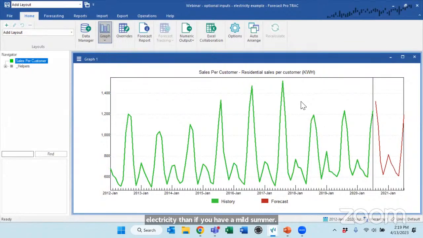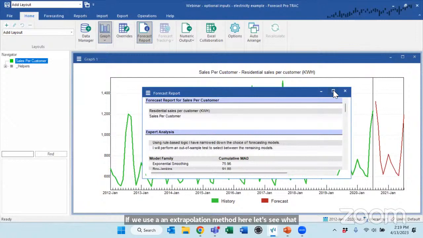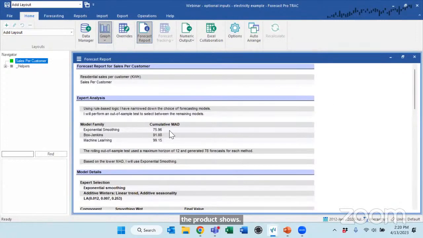Sometimes when you're looking at weather, there's a question of, you know, what's the hottest month? And that can vary from year to year as well. If we use an extrapolation method here, let's see what the product shows. So in this case, it used exponential smoothing. And here's the unit error. It's called the MAD, or the mean absolute deviation, but it's just the unit error. On average, we were off by 76 units. And let's remember that number because we're going to try some multiple input models and see how that changes. Smoothing was recommended. Box-Jenkins was sort of second. Machine learning was third. But these were all single input models.